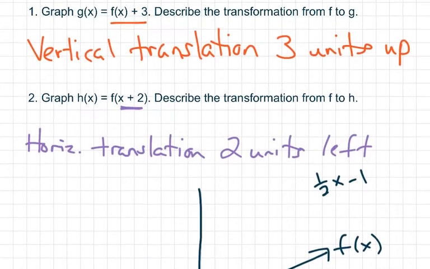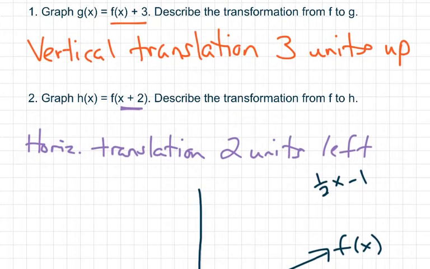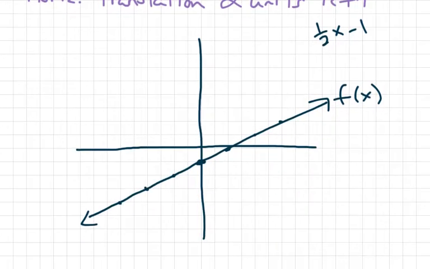Okay, so let's go back to the red. Vertical translation, 3 units up. So take each point and go up 3 units. So 1, 2, 3. I'm not going to draw the lines this time. I'm just going to mark the points.